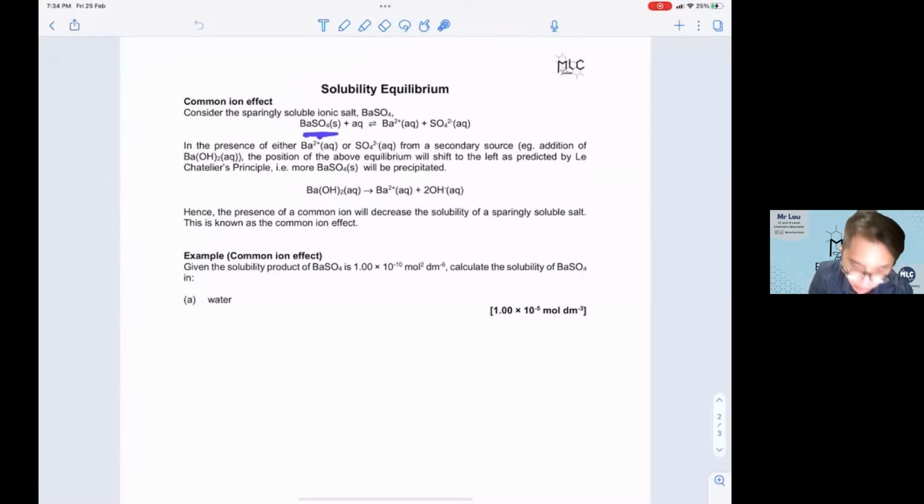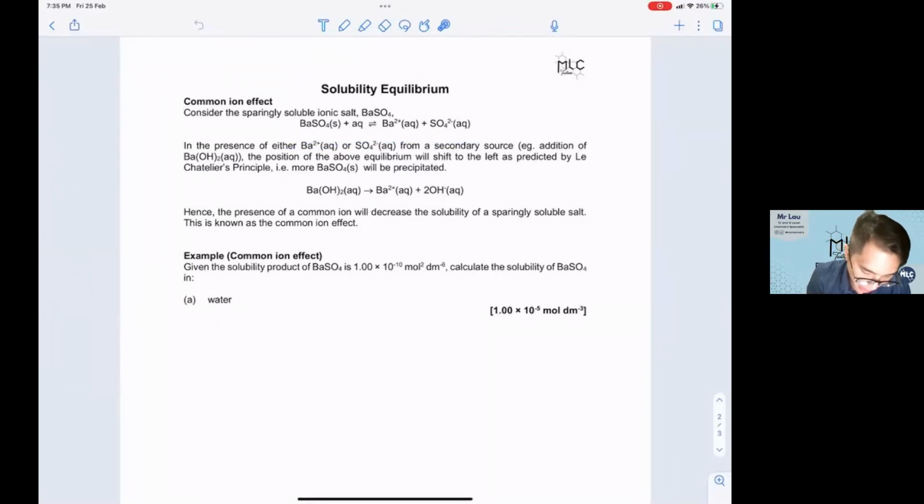For a sparingly soluble salt like BaSO4 in water, it will be sparingly soluble. It will dissolve partially to give you Ba2+ and SO4 2- ions. So there will be a bit of solvation. Now, if there is either Ba2+ or sulfate from another source, this will affect the original dissolving equilibrium.